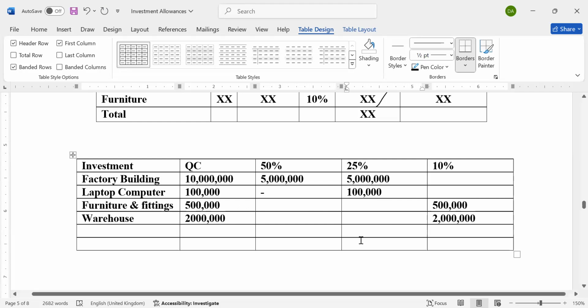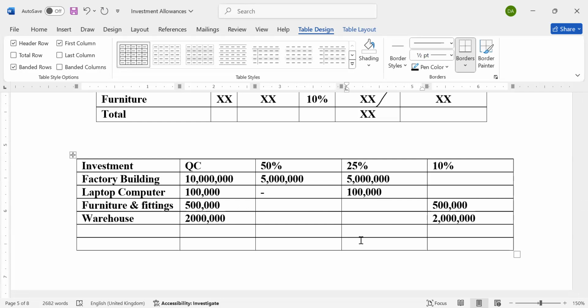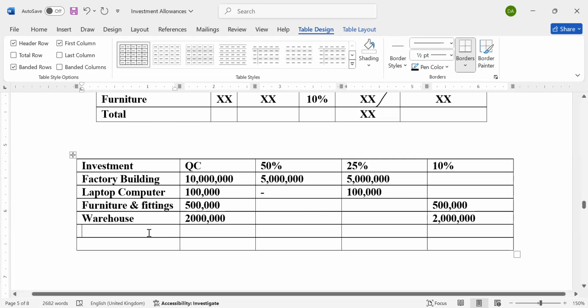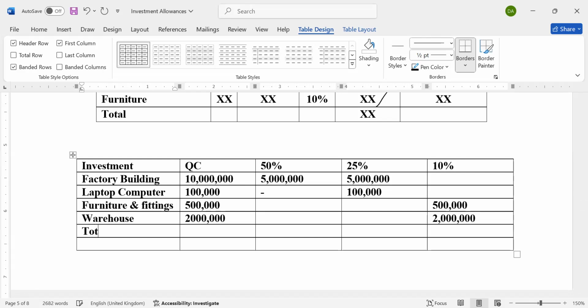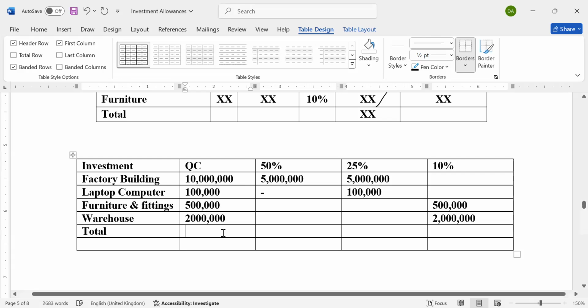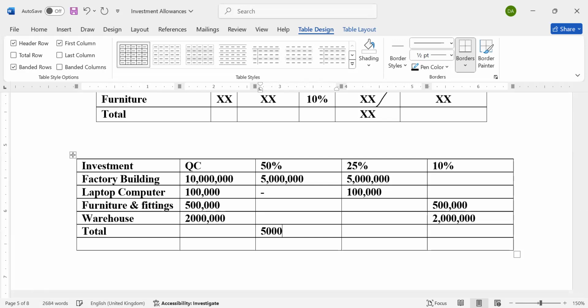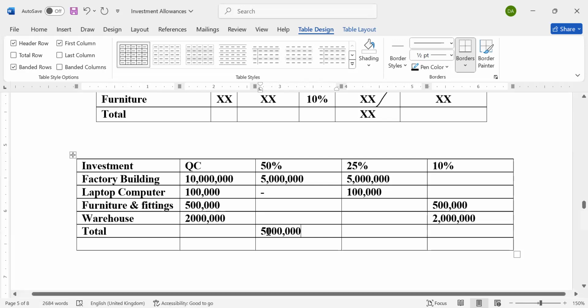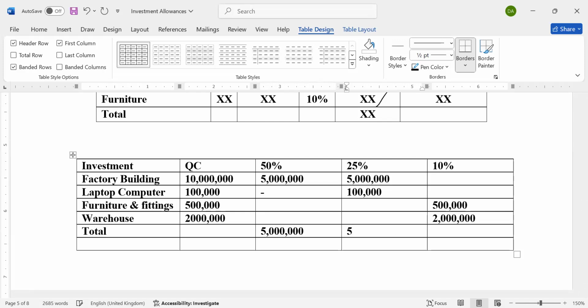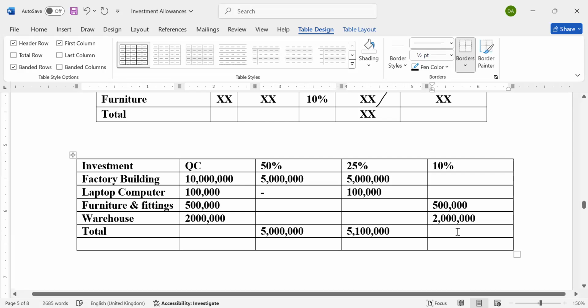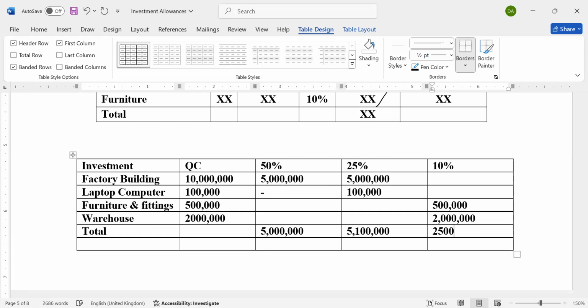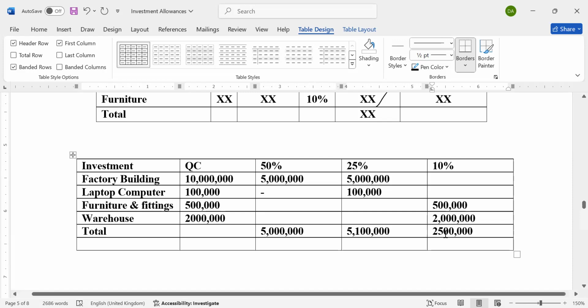Now, having done that, we are going to determine investment allowance. So we can start by saying total. The total here under qualifying cost is not so important, but we can come to this one. This is important. And the total under this is also important. And this is also important. These are the totals.